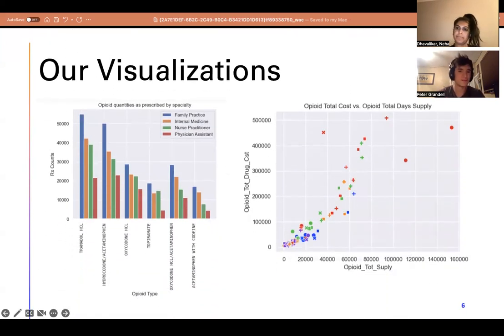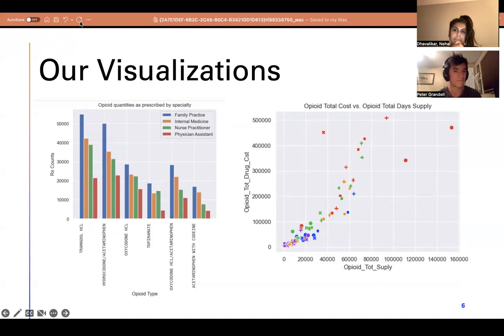So we managed to include two significant visualizations in our analysis of this project. The first, we opted to do a side-by-side bar chart, and this was done to compare the opioid quantities as prescribed by each specialty. Of course, we included the 6 most common opioids, as well as a grouping variable on the 4 most common specialties.